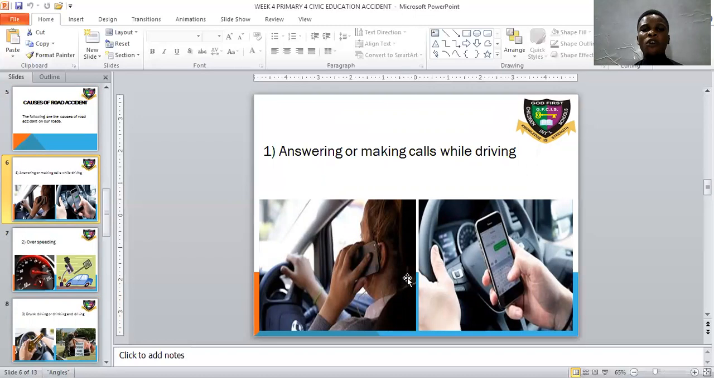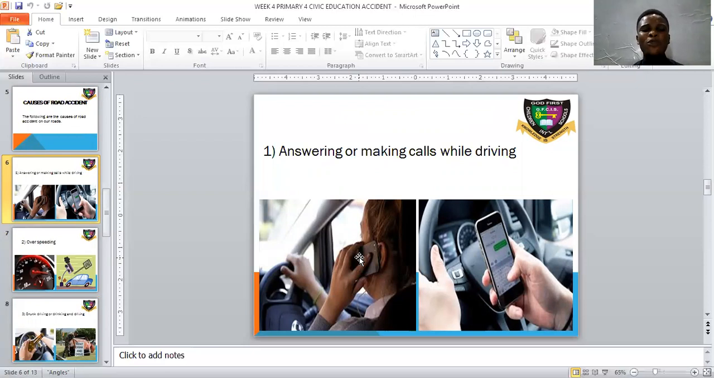answering or making calls while driving. Now, you are in your car, you are driving your car, and you have a call. You are answering the call while you are driving. It is prohibited. It is not good for you to be driving and answering a call. You don't use your cell phone. Look at what this man is doing in this diagram. He's driving with one hand and receiving a call with the other hand. It is very, very bad. It can cause what? Accident.